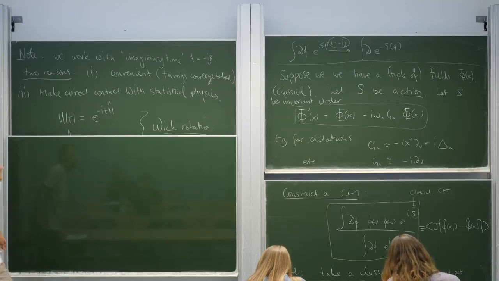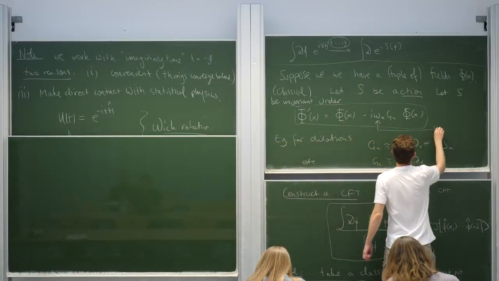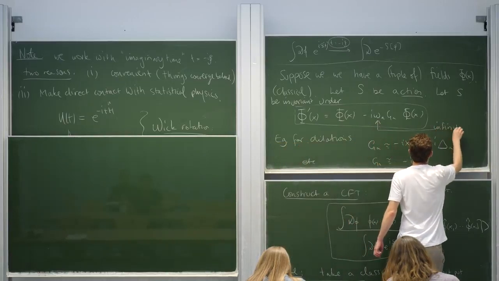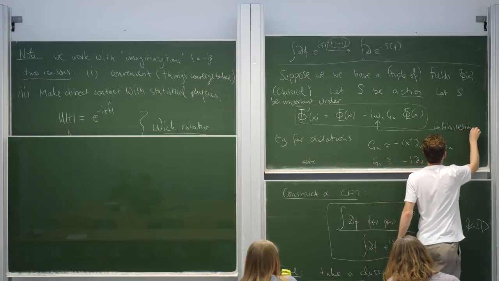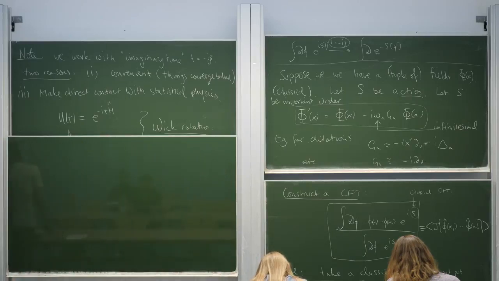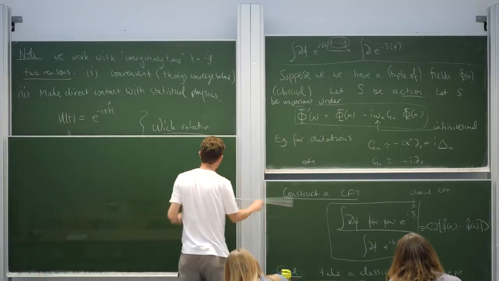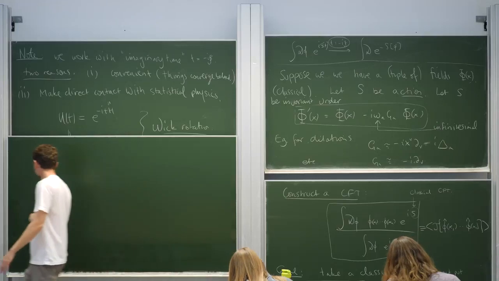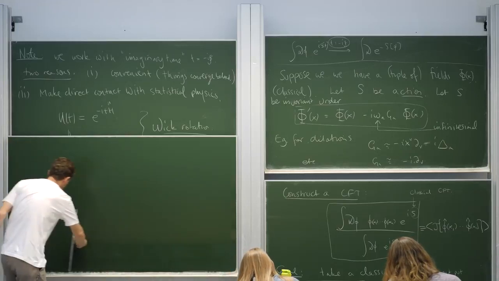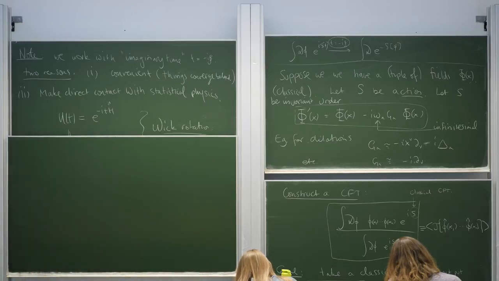I didn't say it, but this omega is infinitesimal. Let's go. Let's see what's going to happen. We already sketched it out in the previous lecture. You write out the path integral. You make an infinitesimal symmetry transformation, see what happens.